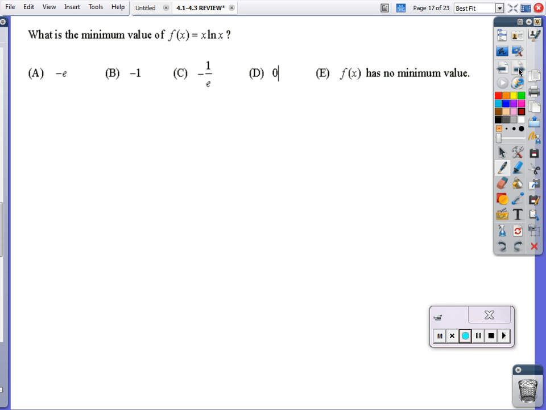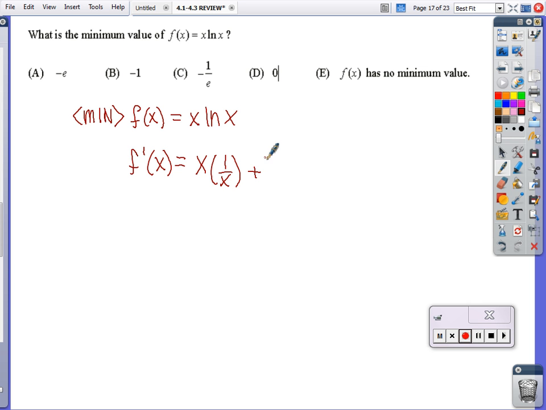Second question: what's the minimum value of f of x equals x ln of x? So I'm going to try to find the minimum of the function x ln of x. So f prime would be the first step. Take the derivative of whatever you want to find the minimum of. So I'm going to leave the first one, derivative of the second, plus leave the second one, derivative of the first. We end up with 1 plus ln of x.